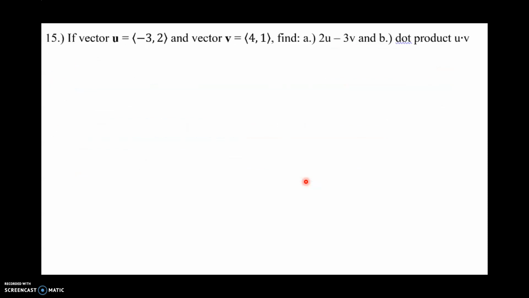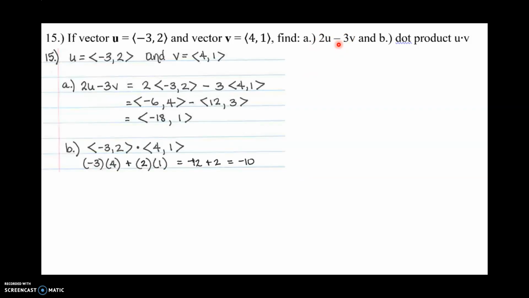Then for 15, it says if vector u is negative 3, 2, and vector v is 4, 1, find 2u minus 3v and find the dot product. So let's start with 2u minus 3v. If this is u, 2 times u is just going to be 2 times each of those values. So 2 times negative 3 is negative 6, and 2 times 2 is 4. Then they wanted us to find 3v. So 3 times vector v would be 3 times 4 and 3 times 1, so 12 and 3. And then we need to subtract those two. So negative 6 minus 12 is negative 18, and 4 minus 3 is positive 1.